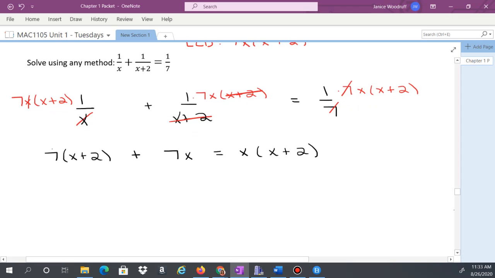All right, so let's go ahead and distribute. So 7 times x is going to give me a 7x. 7 times 2 will give me a positive 14. Bring over the 7x here. Distribute this: x times x is x squared, x times 2 is 2x. On the left, I've got 7x plus 7x. I'm going to combine that to make 14x.